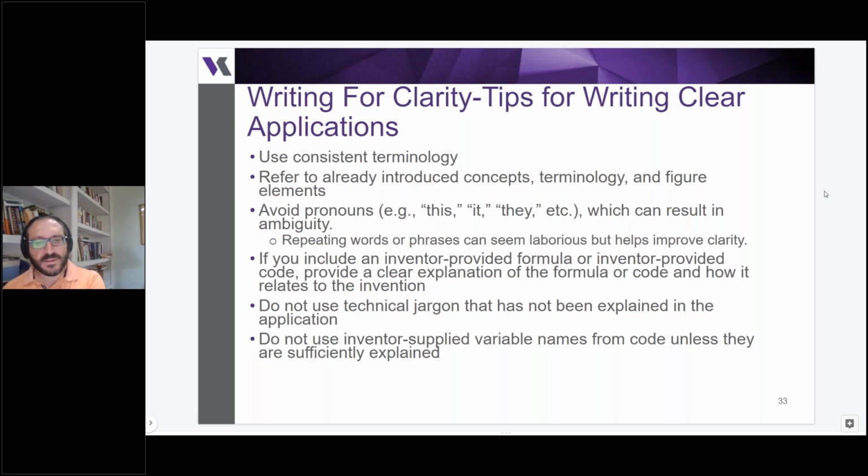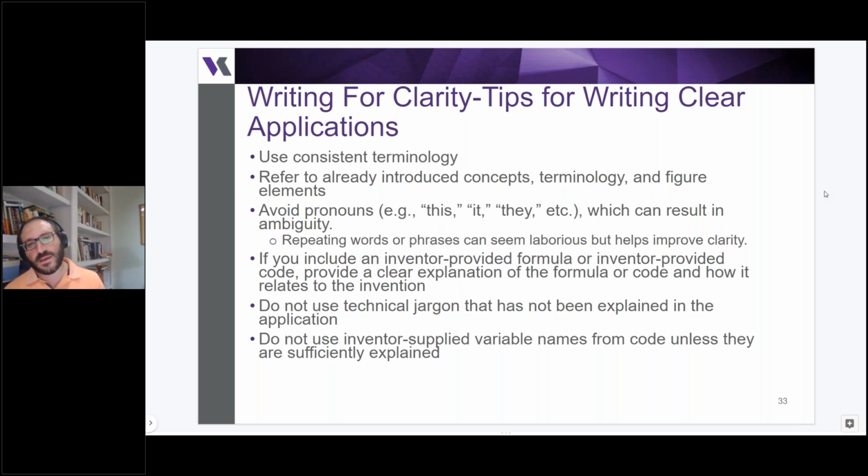When you introduce new ideas in your application, you should refer to things that you've already talked about. So already introduced concepts, already introduced terminology, and already introduced figure elements. It's perfectly fine in figure 8 to refer to system element 302 from figure 3, and you should really do that. And it's perfectly fine to refer to the instruction execution that you described in figure 3 when you're talking about stuff in figure 8, and you should use the same terms there.